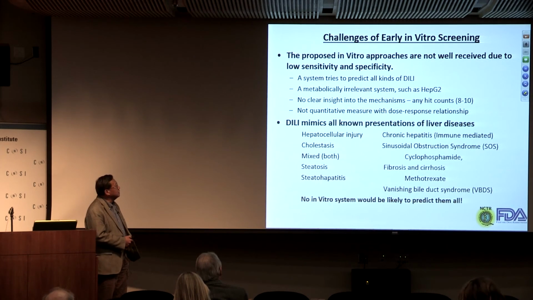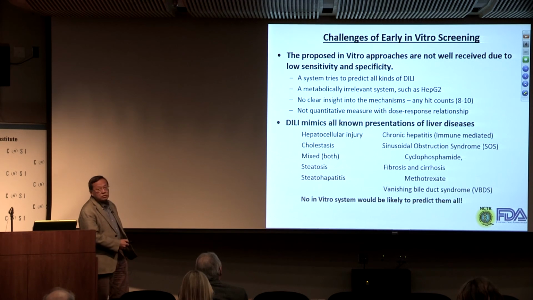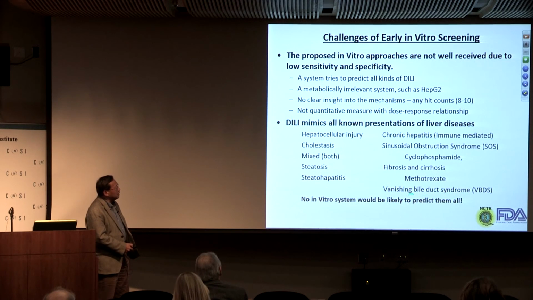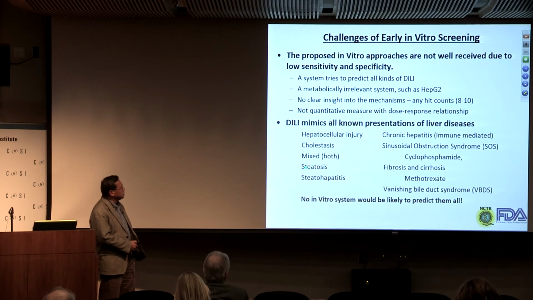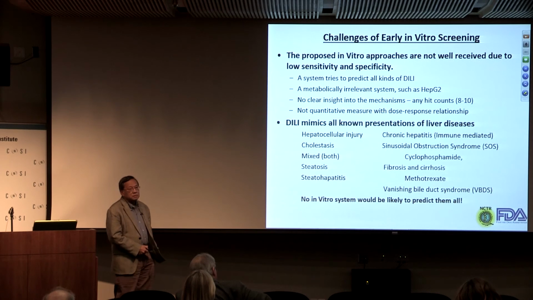So DILI can cause liver disease that mimics all the clinical liver diseases: hepatocellular injury, chronic hepatitis that is usually caused by immune-mediated mechanisms, cholestasis, sinusoidal obstruction syndrome, fibrosis and cirrhosis, vanishing bile duct syndromes, steatohepatitis, and steatosis. Steatosis is the accumulation of lipid in the hepatocytes. So that indicates no single in vitro system is likely to predict them all.